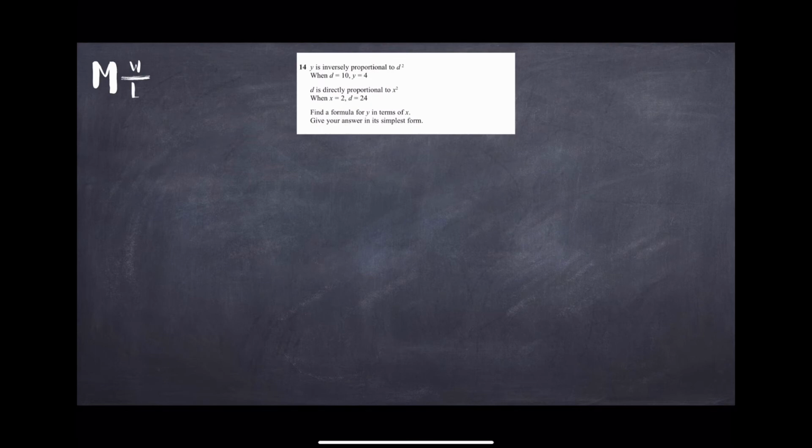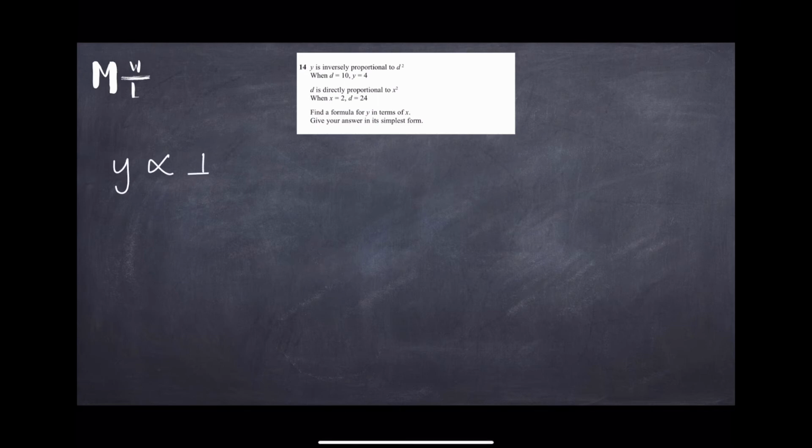This next exam question is a bit more tricky than the rest. So, y is inversely proportional to d squared. When d is 10, y is 4. And then we're also told d is directly proportional to x squared. And when x is 2, d is 24. Find a formula for y in terms of x and give your answer in the simplest form. So here, we've got one equation for inverse proportion, one equation for direct proportion. And then we've got to work out y in terms of x.